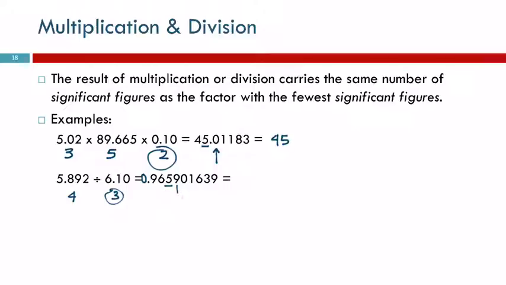Then we look at the next digit that we're going to get rid of. Are we going to round up or round down? We're going to round up because this is closer to 0.966 than it is to 0.965. So this is 0.966. Any questions?